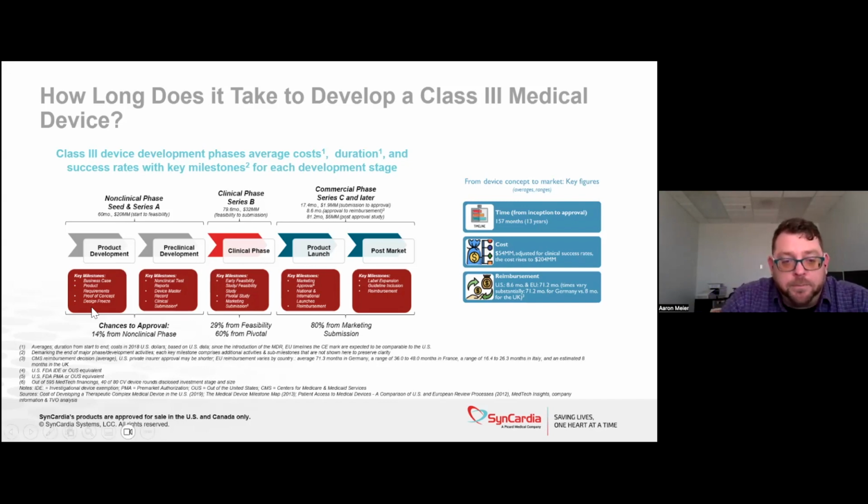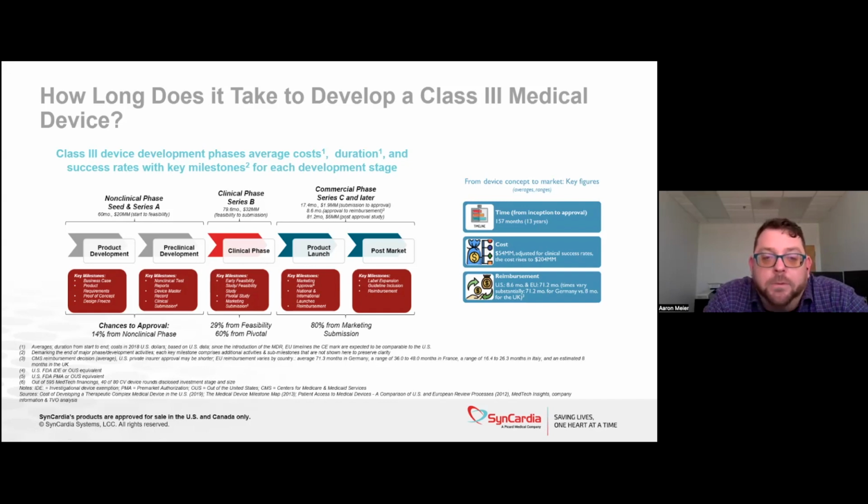And down here, chances of approval, right? 14% chance of approval in your non-clinical phase. So in other words, 86% of devices don't make it out of this phase. Once you get into clinical trial, early feasibility studies, safety studies, only about 29% of those devices even make it out of early feasibility studies, with 60% getting to a successful pivotal study making it. Then once you get through your clinical studies, there's still a 20% chance that you don't make it through the FDA approval process.